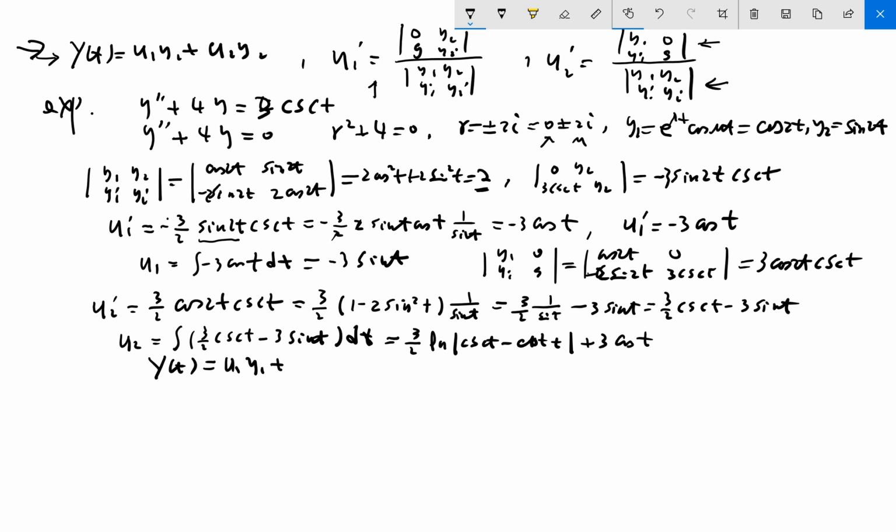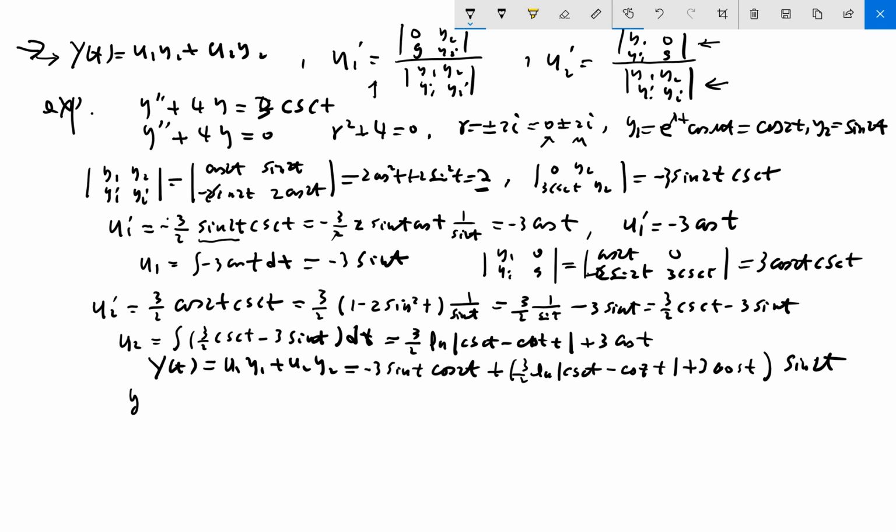It's u1 y1 plus u2 y2. u1 is here, minus 3 sine t times y1. y1 is cosine 2t. Then plus u2. u2 is this whole thing: 3 over 2 ln cosecant t minus cotangent t plus 3 cosine t, that whole thing is u2, times y2, which is sine 2t. Okay, so our general solution for this equation, which is a second order linear non-homogeneous equation, is C1 y1, cosine 2t, plus C2 y2, sine 2t, then plus capital Y of t.